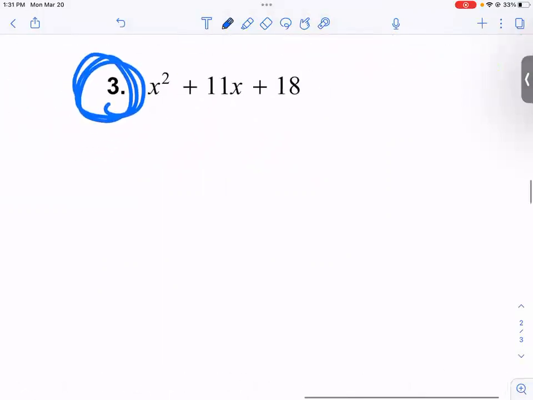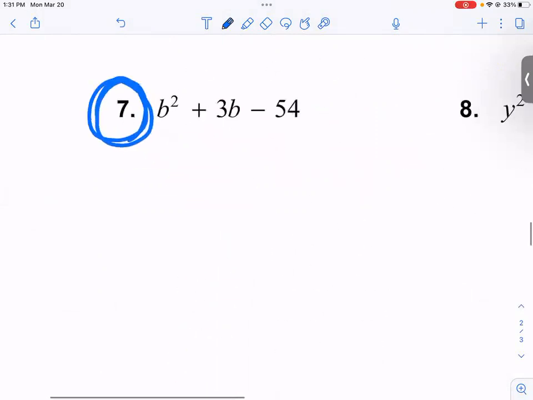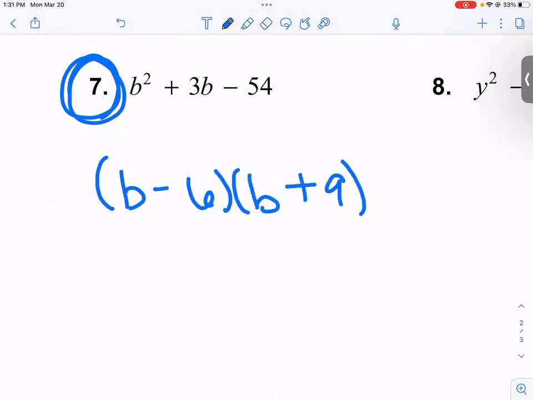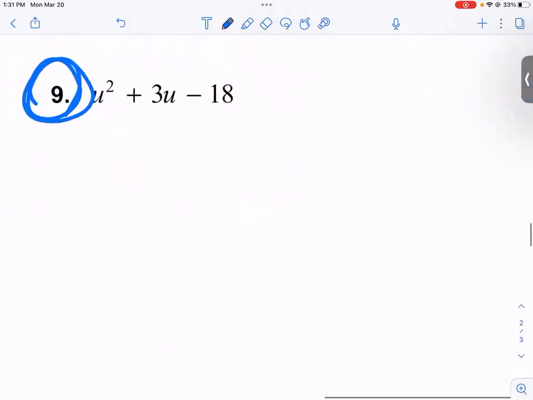Okay. Number 3. Reagan, what'd you get? If we FOIL that out, we'll get back to the same thing. Okay. So what about number 7? I had B minus 6. Okay. And then, Maddie, what about number 9?